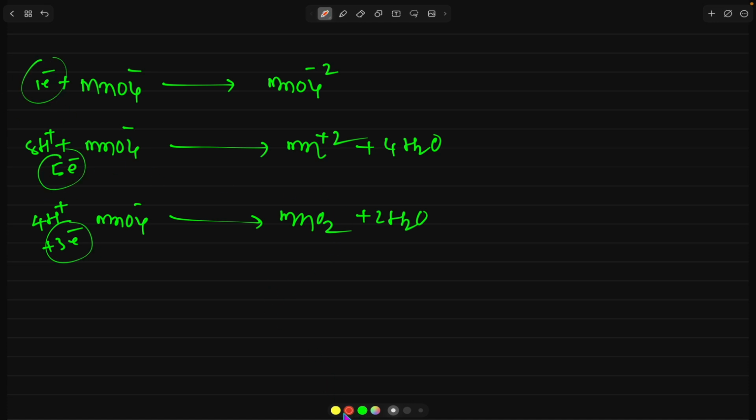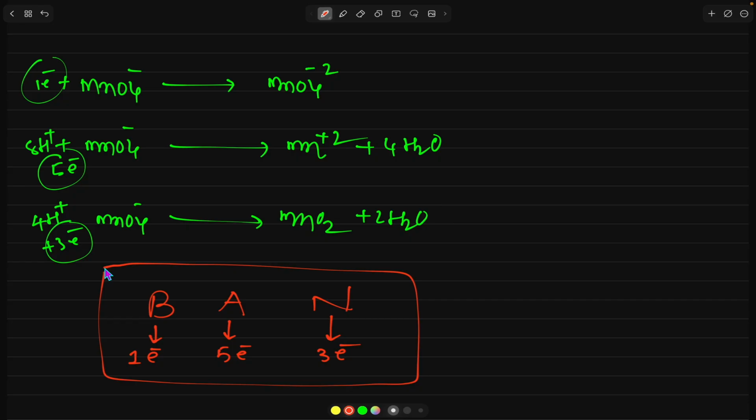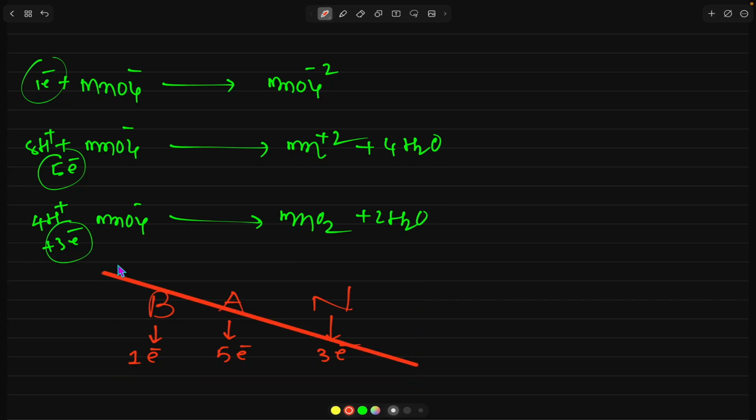So the thing you should remember: basic medium, acidic medium, neutral medium. In basic medium it requires 1 electron. In acidic medium it requires 5 electrons. In neutral medium it requires 3 electrons. So this point you should remember, and how it is converted like this also you can remember. Right? So this is the KMnO4 chemistry.